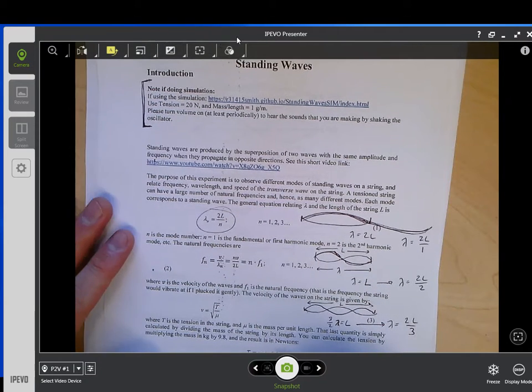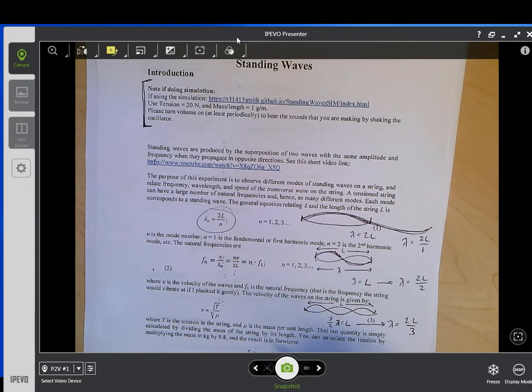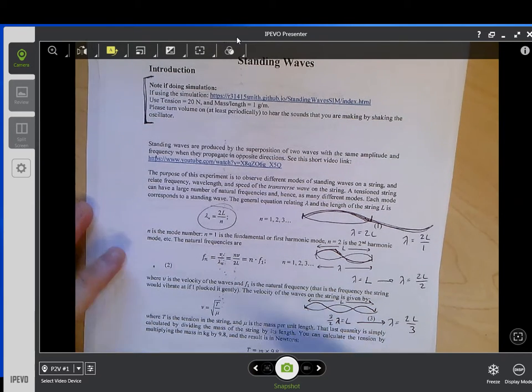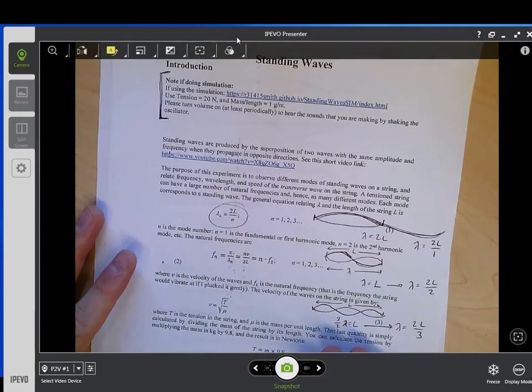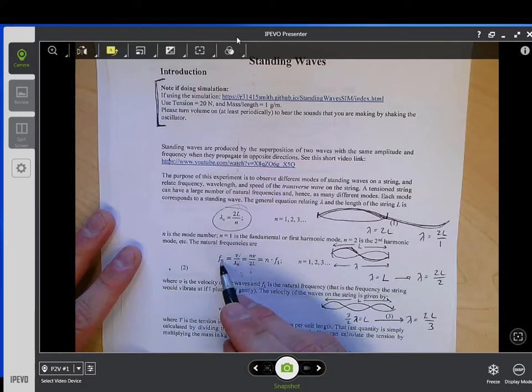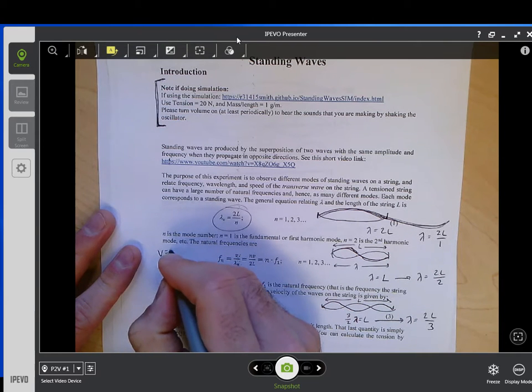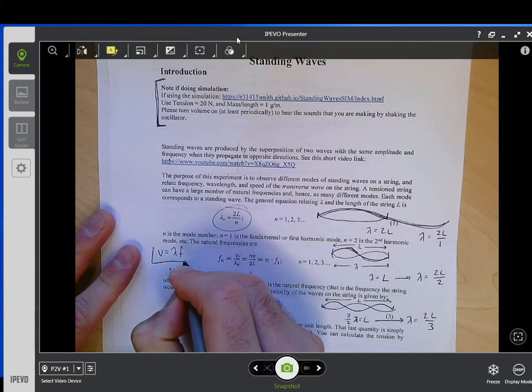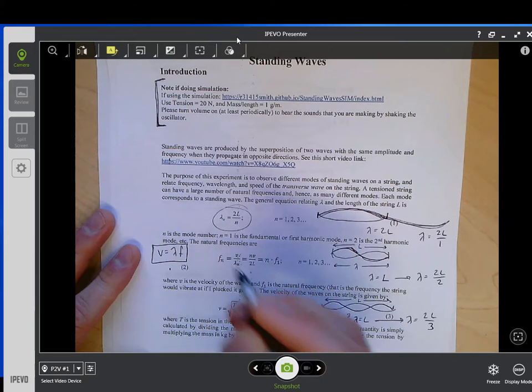Now, wavelength and frequency are related to the speed of a wave. And if you remember, we're not talking about the speed of a sound wave. We're talking about the speed of the transverse wave on a rope or a string. Sometimes I use those words interchangeably, but here we're talking about a string. And so you can see that V is equal to lambda F, one of our key equations in the course of musical acoustics.